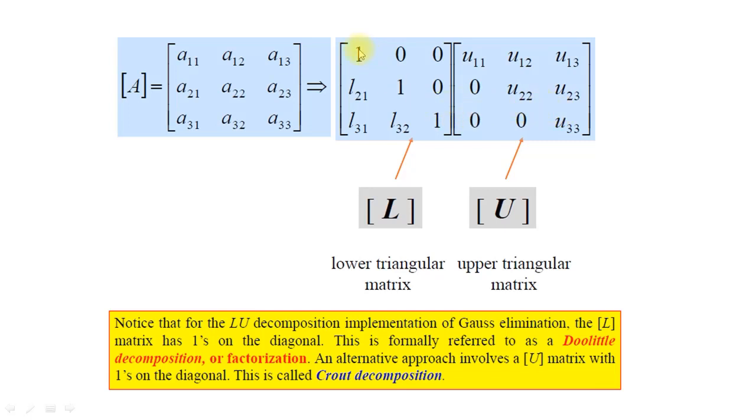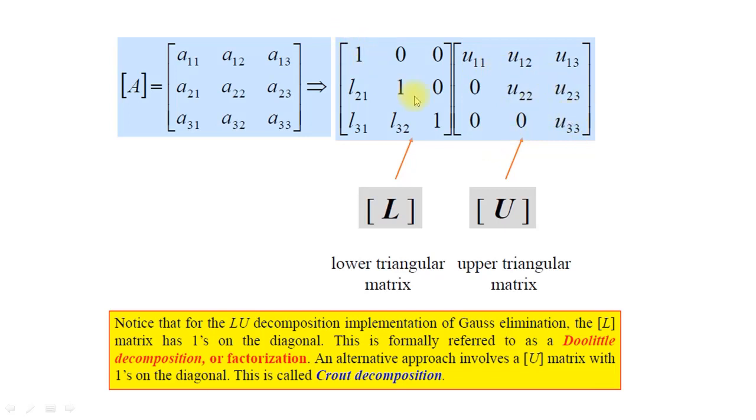And we can write this 1, 1 on the diagonal of the upper triangular matrix also. So in this case, now we have 3 unknowns in the upper triangular matrix, and here we will find 6 unknowns, these 3 unknowns and these 3 unknowns. So you can put 1, 1 on the diagonal of the lower triangular matrix, or we can put 1, 1 on the diagonal of the upper triangular matrix.